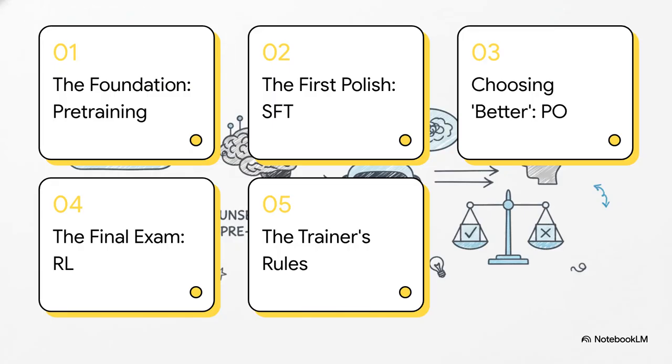All right, so here's our roadmap. We're going to walk through the 4 key stages. First, forging the raw material with pre-training. Then giving it a first polish with something called supervised fine-tuning, or SFT. After that, we teach it judgment with preference optimization. And finally, we put it through the ultimate stress test with reinforcement learning, or RL. Then we'll wrap it all up with the golden rules that every top trainer lives by.